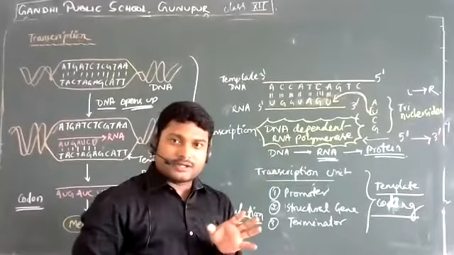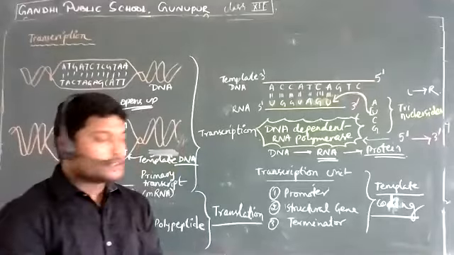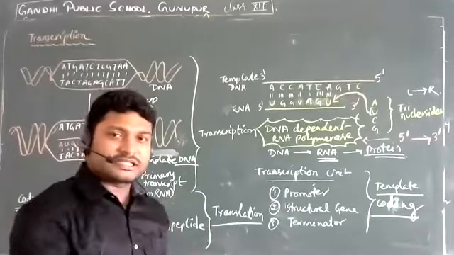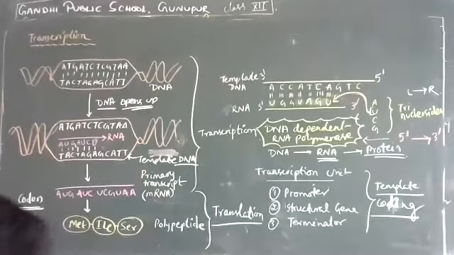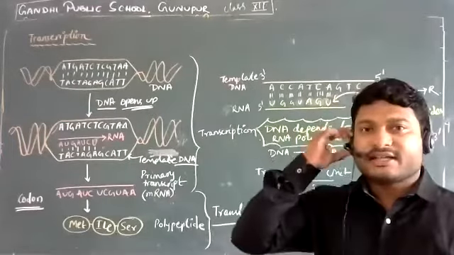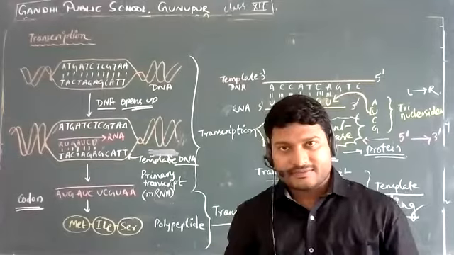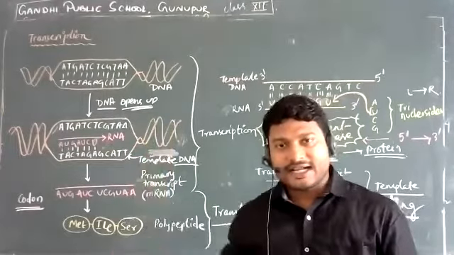Are you clear on this part? Yes, sir. Okay, so now let's move on. These are the basics. I hope you all are clear on this. From now on, we are going to talk about the actual process. The process here occurs in three stages. The first stage is called initiation, then polymerization, and finally termination.